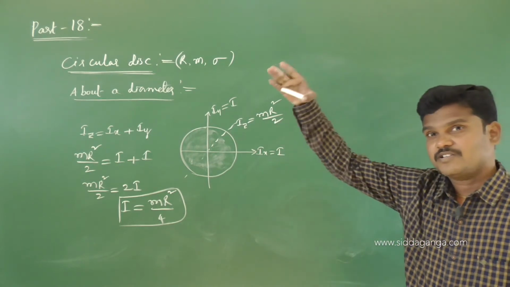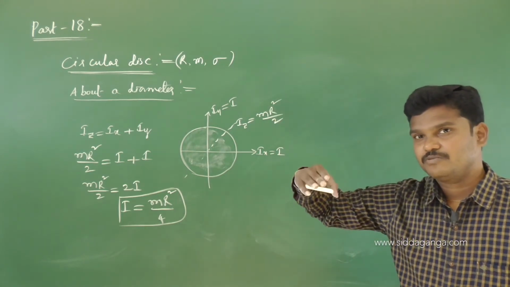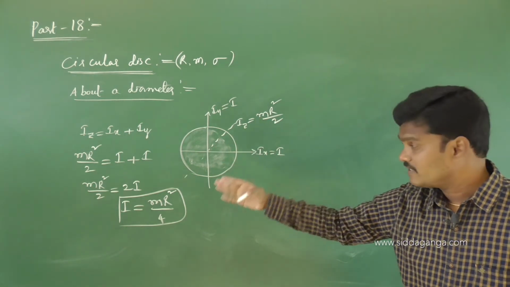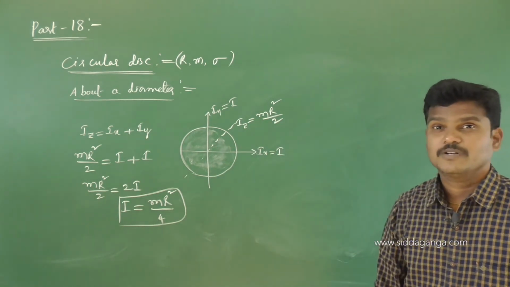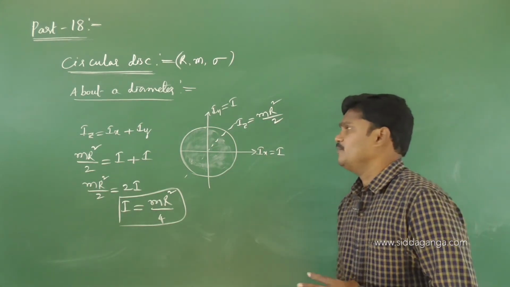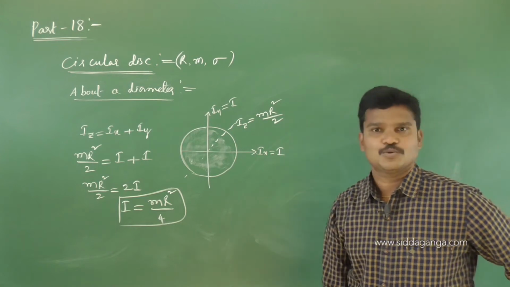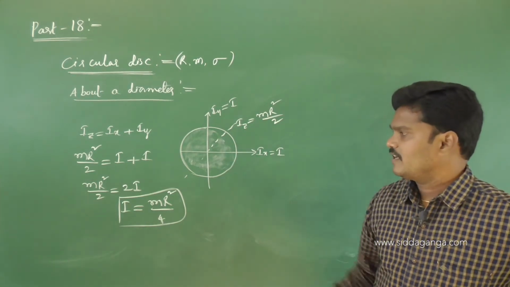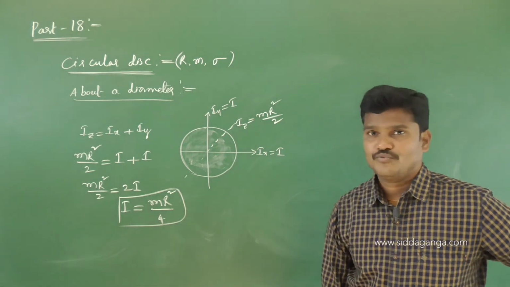Previous: circular ring, mr square. First one, second one mr square by 2, circular disc mr square by 2, and the next one is mr square by 4. What is the name of the next one? About a diameter. Of course, axis passing through center only. Axis passing through center and about a diameter, I equals mr square by 4.